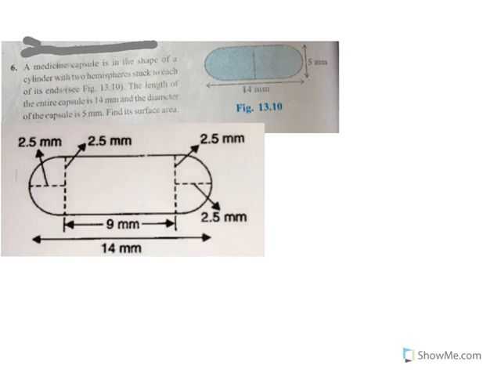A medicine capsule is in the shape of a cylinder with two hemispheres stuck to each other. So we have here a cylinder, this is the capsule, a cylinder with these two hemispheres stuck to each other. The length of the entire capsule is 14 mm. So this entire capsule from here to here is 14 mm.